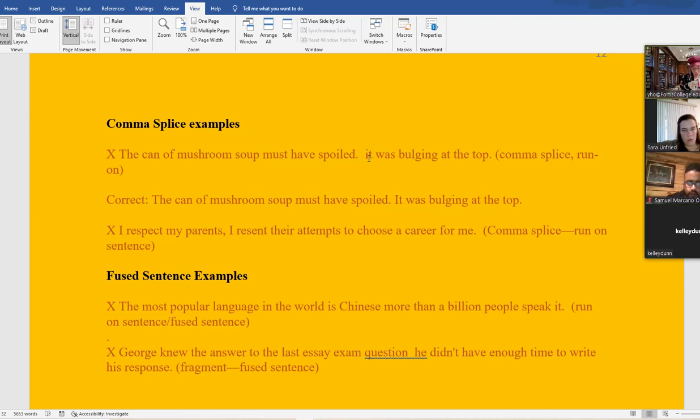And so if I wanted to correct it, now it's no longer a run-on sentence, no longer a comma splice, and no longer a fused sentence. Now it's two correct, simple sentences. And how would I connect these two sentences together if I wanted to connect two simple sentences that have the same subject?